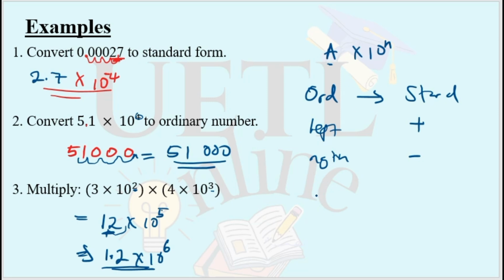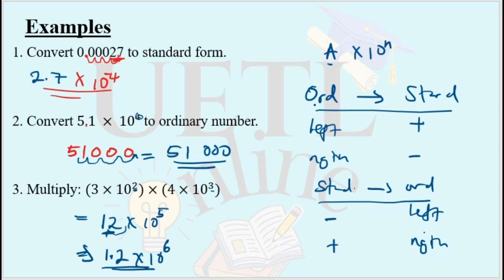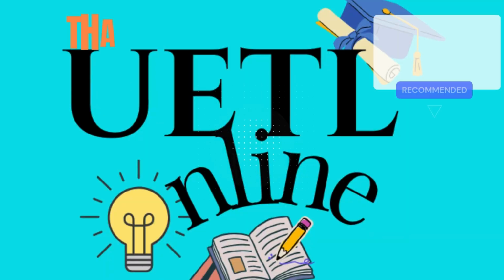Now if you are changing from standard to ordinary, if you have a power which is negative, this means that you're going to move to the left. If you have a power which is positive, you're going to move to the right. So you just know that from ordinary to standard, if I move to the left, our n is plus, and if I move to the right, our n is negative. Then from standard to ordinary, if your power is negative, you are moving to the left, and if your power is positive, you're moving to the right. Master this and you will be able to master these conversions.